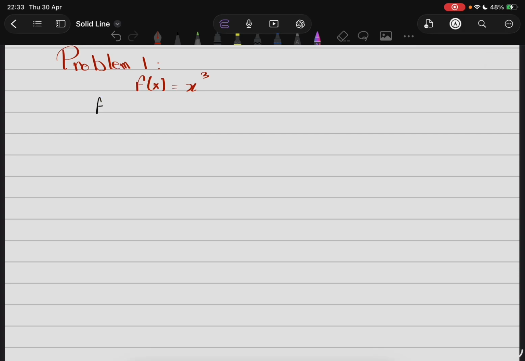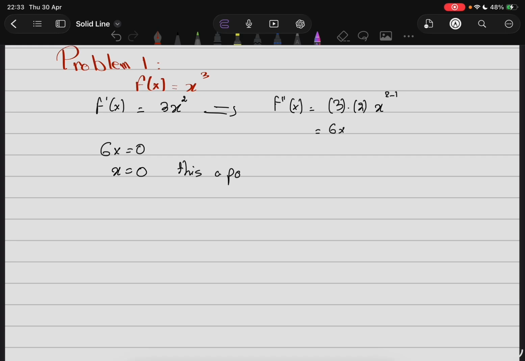First, we take the first derivative. It's gonna be 3x, and we set the exponent minus 1, so it's gonna be 2. To take the second derivative, we take the 3 down and we multiply it by the exponent, and we set the exponent minus 1. It's gonna be 6x. After we found the second derivative, we set it equal to 0. That gives us 6x equals 0. This is a possible point of inflection.